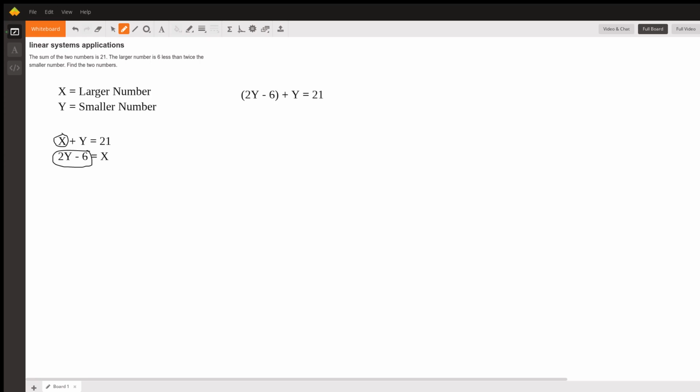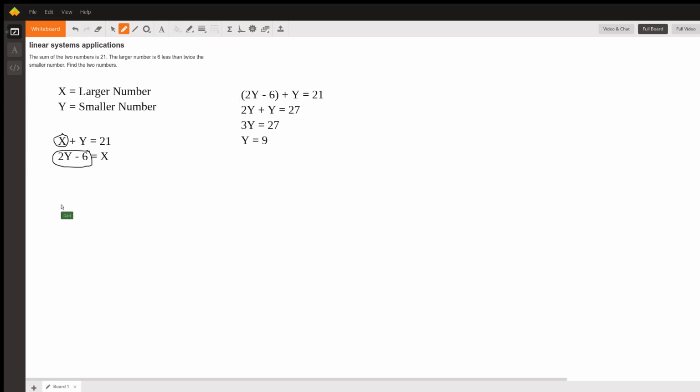Now at this point, we want to solve for y. First step is I'm going to add 6 to each side. That's going to help take away that 6, so we've got all of our y's on one side and our numbers on the other. That will leave us with 2y plus y equals 27. At this point, we can combine those two y's. 2y plus y is the same as 3y. Now I can divide each side by 3, and that is going to leave us with y equaling 9. So now we know that our smaller number, y, is 9.